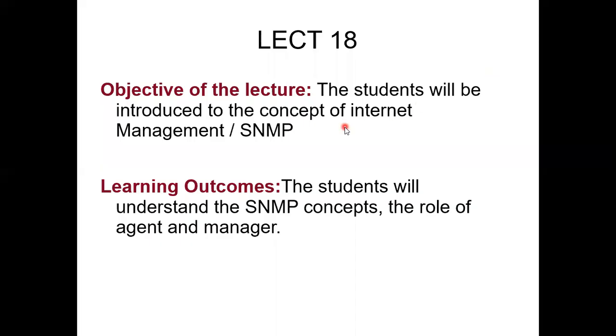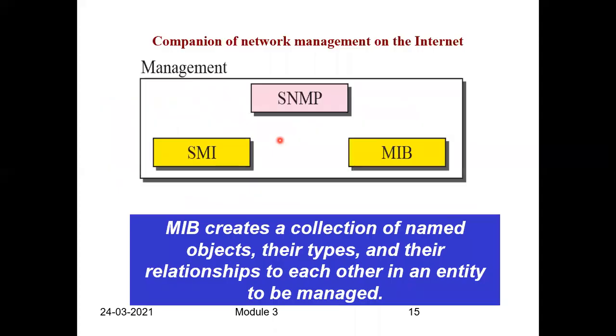Okay, so the objective again of today's lecture is we will be studying the concept of internet management, that is SNMP, and we will be understanding more about the role of agent and manager. In the last lecture, if you remember, we had seen SNMP, SMI and MIB. These are the three aspects which are used for internet management.